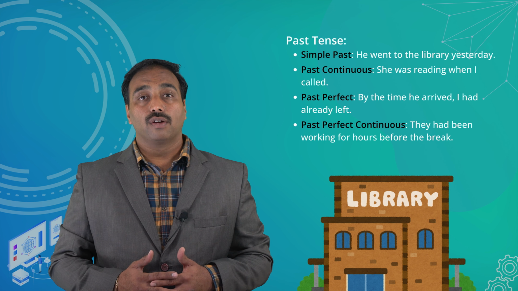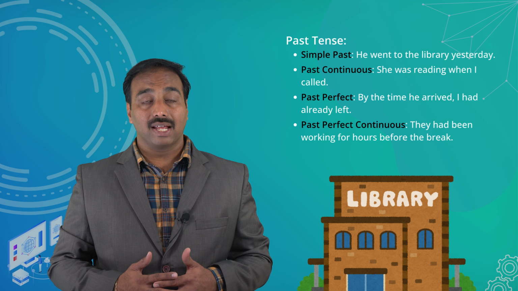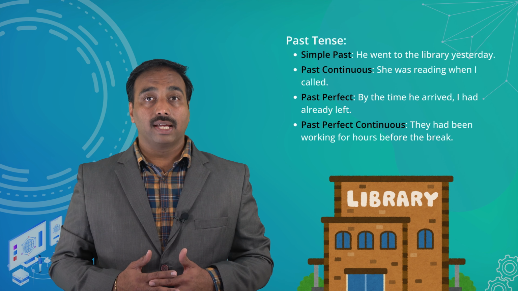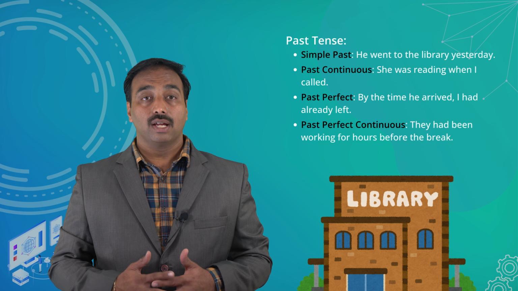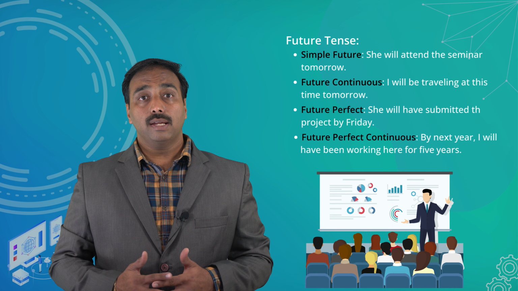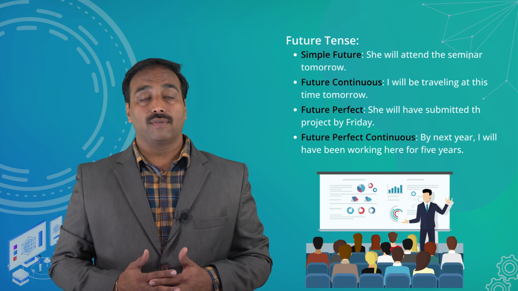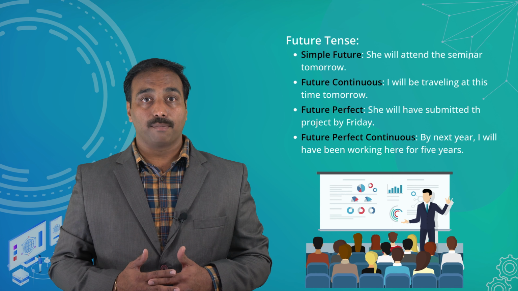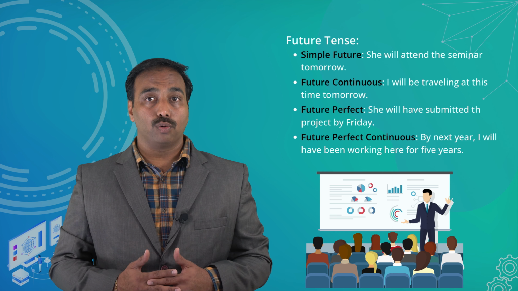Past perfect continuous is used for actions ongoing in the past until another point in time. Example, they had been working for hours before the break. Future tense. Simple future tense is used for actions that will happen in the future. For example, she will attend the seminar tomorrow.